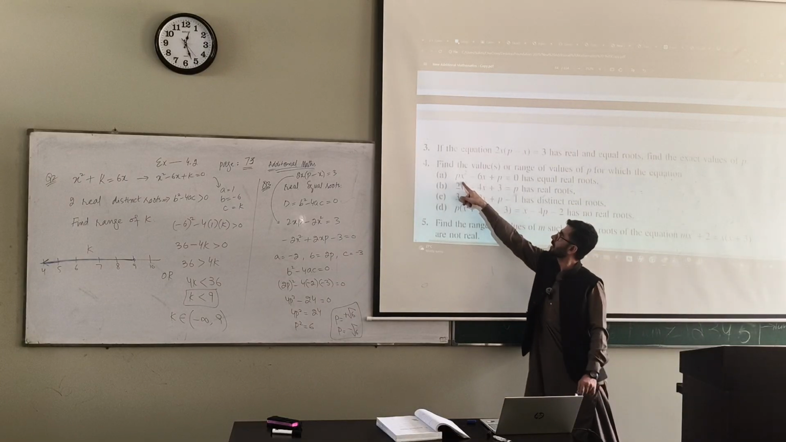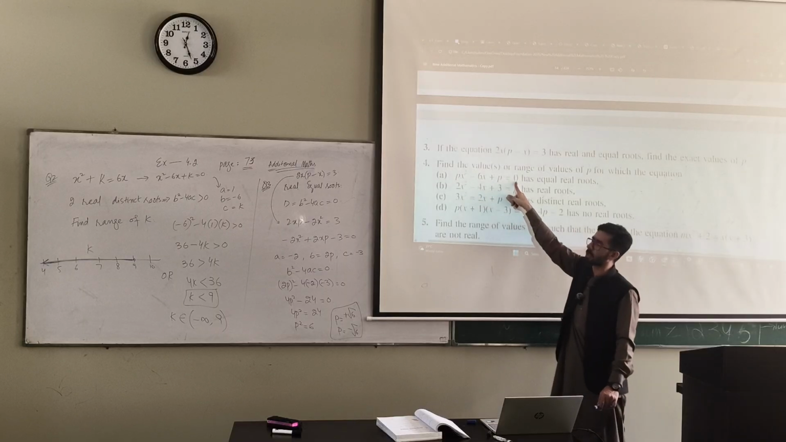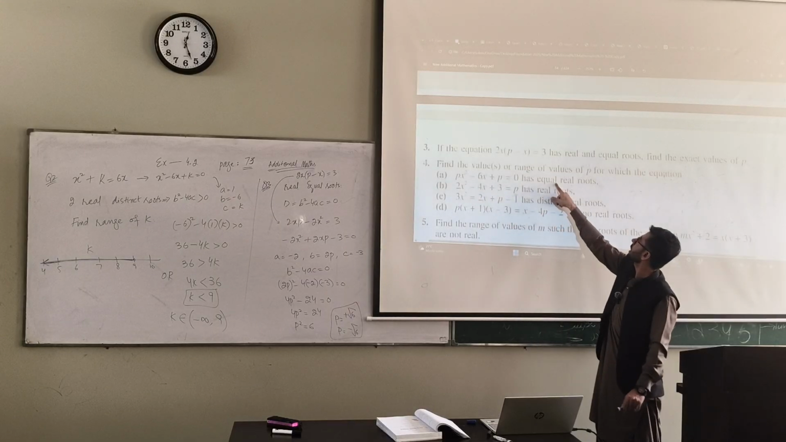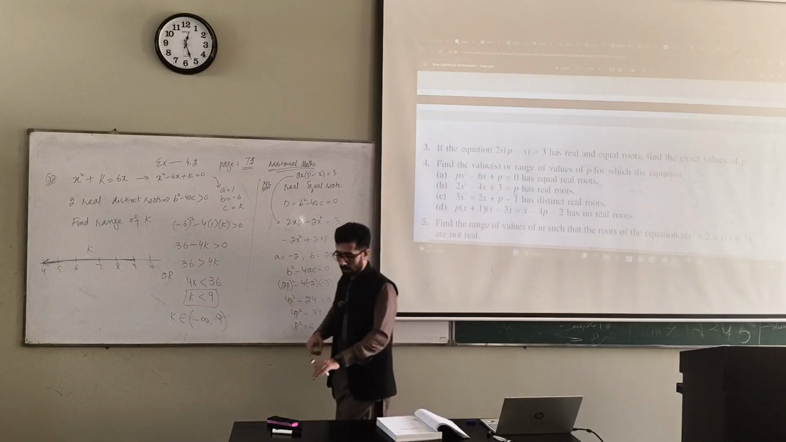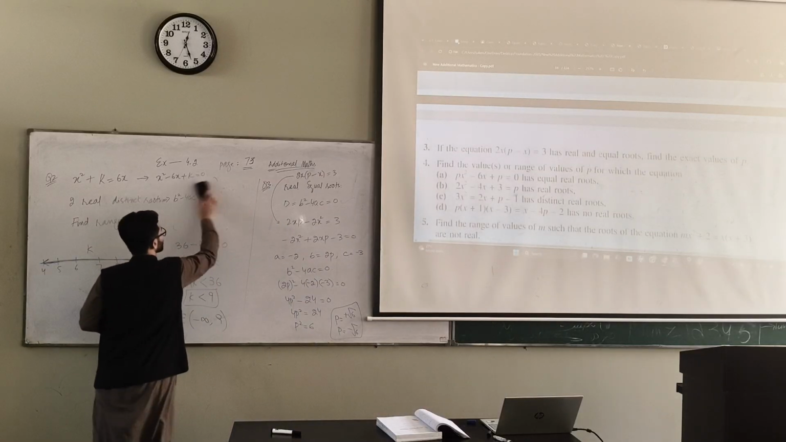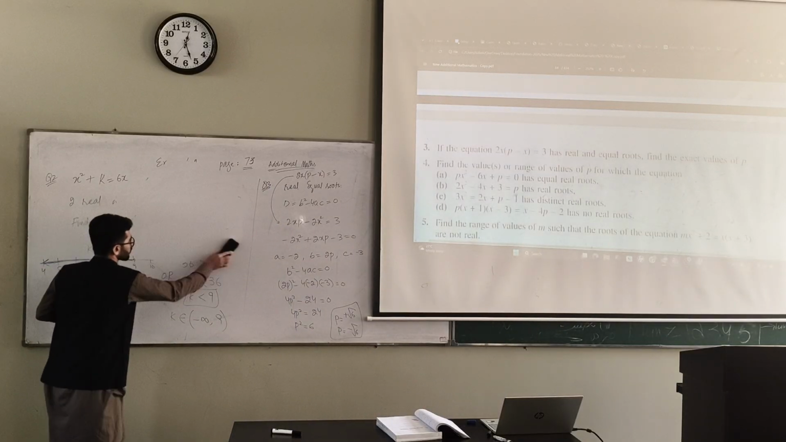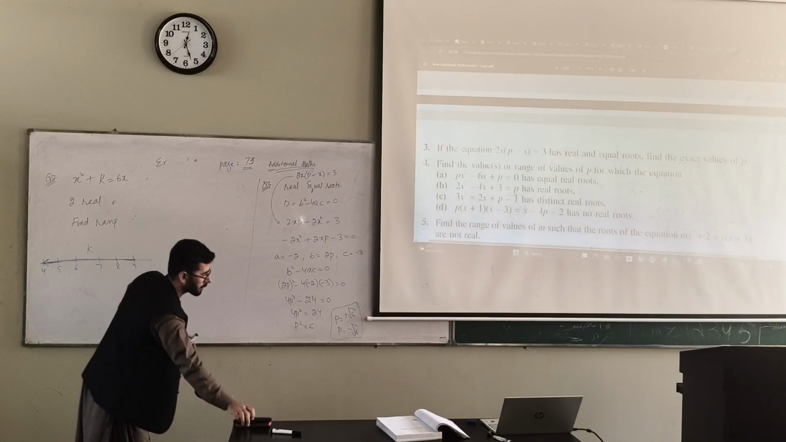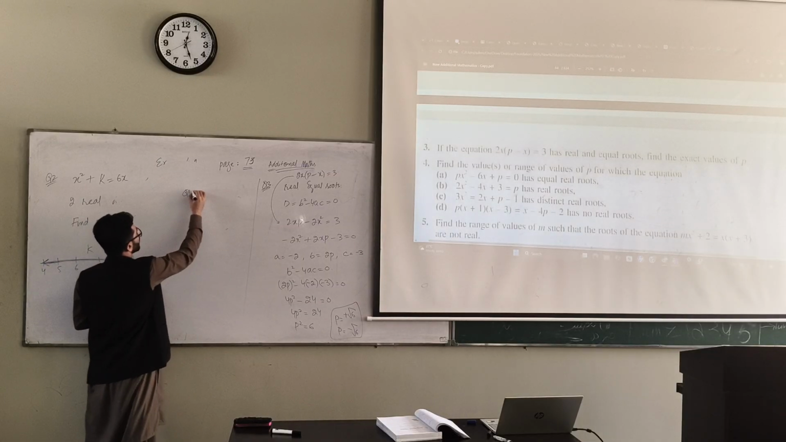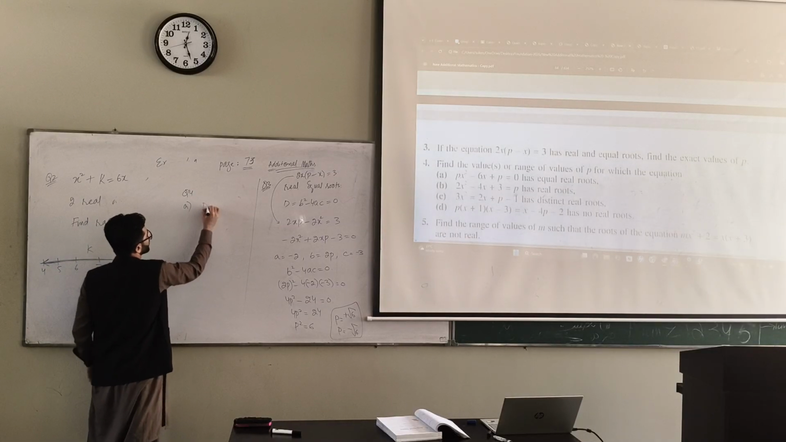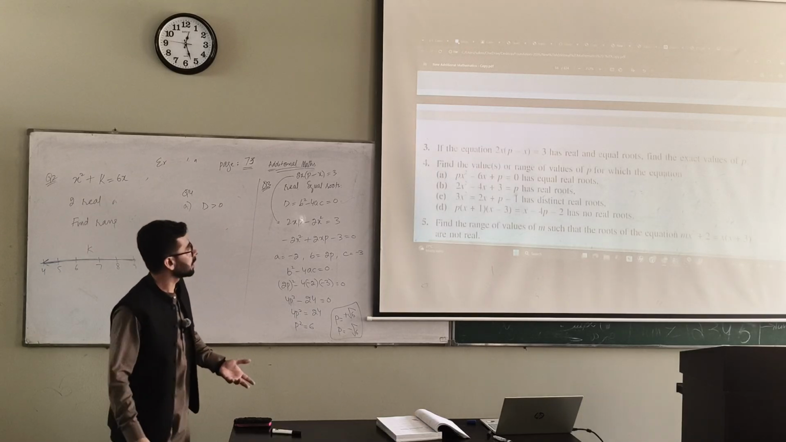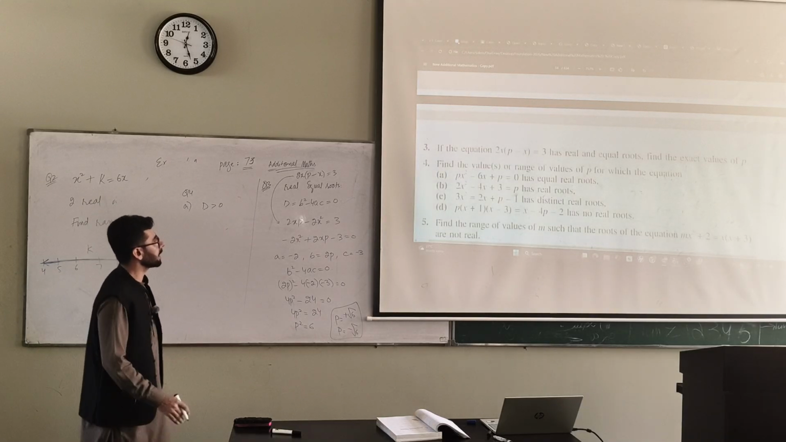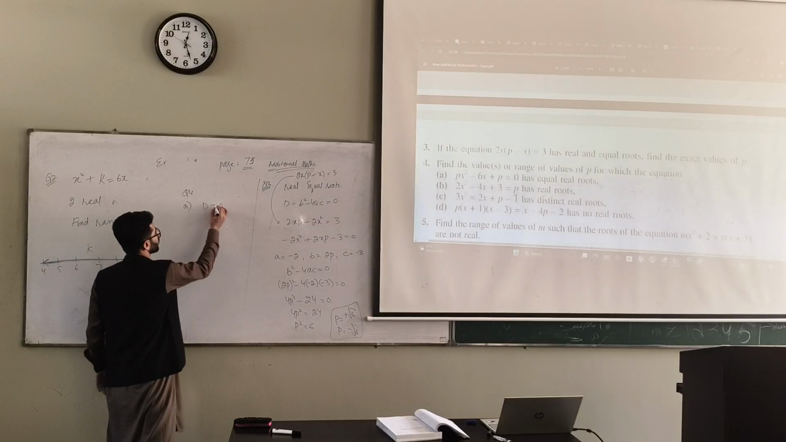So the first equation has px square minus 6x plus p equal to 0. It has equal real roots. That means in the first part of question number 4, you will have to set discriminant bigger than 0. Then solve it, right? No, it has equal real roots. That means discriminant equal to 0.